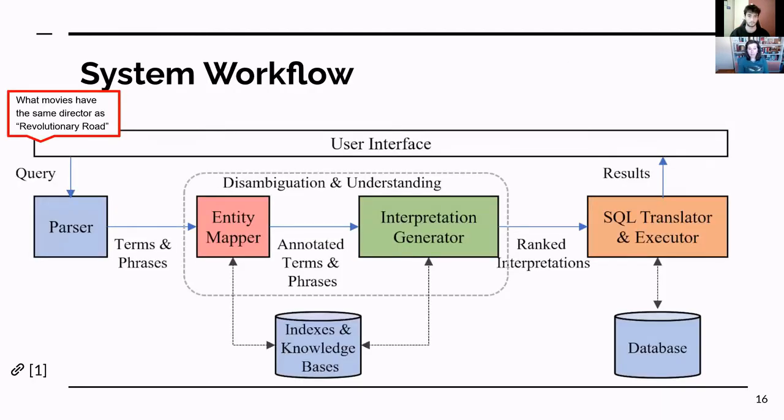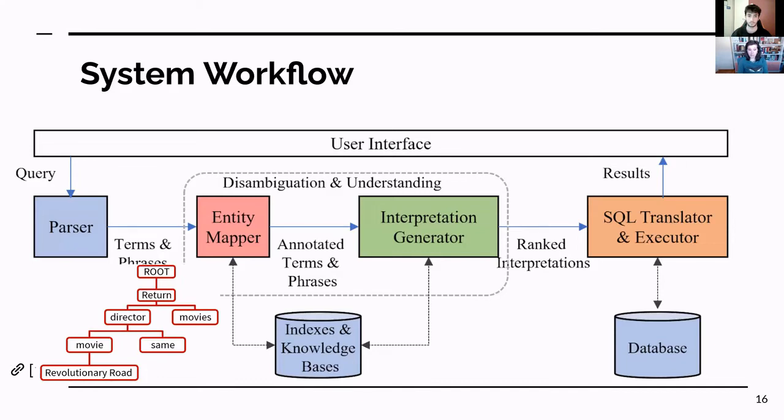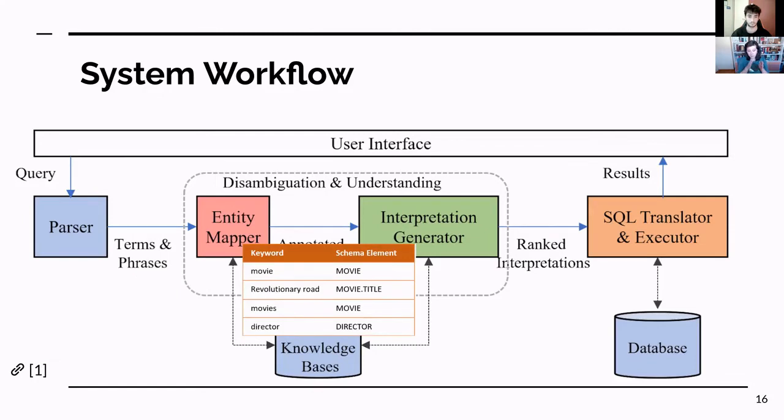Now, if we want to see how a query would flow through such a system, and in this particular case we're going to use NALIR, let's take a look at this example here. So we have a query, what movies have the same director as Revolutionary Road? The parser will generate this syntactic tree that captures the parts of the query and how these parts are related to each other. Then the entity mapper comes in and maps query keywords to schema elements. For example, we see here that Revolutionary Road is actually a value of movie title.